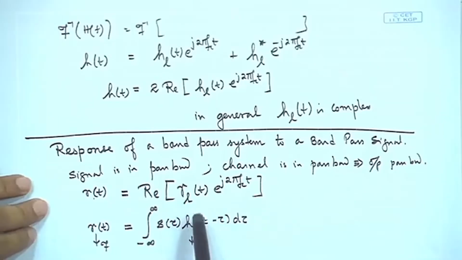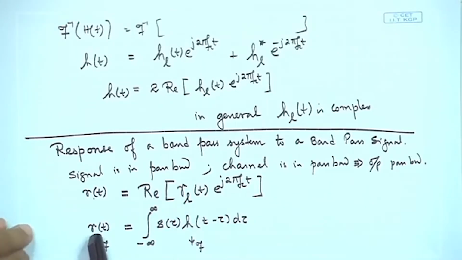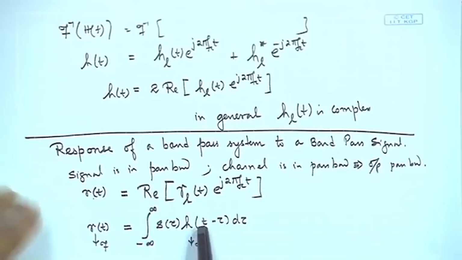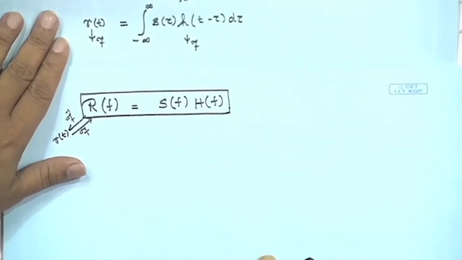In the previous lecture, we have seen the relationship between the output of a bandpass channel when excited by a bandpass signal. That relationship is straightforward for us because it is the outcome of a channel whose impulse response is given by h(t), which we have defined. So the output r(t) is a convolution of s(t) and h(t), and if we take the Fourier relationship, it turns out to be this.